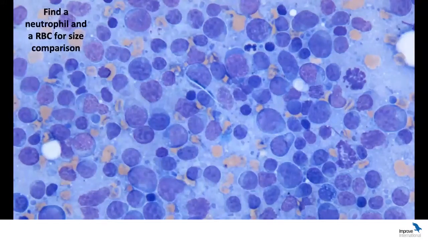Okay, so remember, we want to look at those fried eggs. We want to be able to see both the nucleus and the cytoplasm of these cells. And ideally in lymph nodes, the first thing I do is I'm going to hunt for my neutrophil, and I'm going to hunt for my red blood cells for size comparison. So there's my neutrophil, in case you hadn't seen it yet. I have a couple of mitotic figures over here. That's my neutrophil. Let's find a nice red blood cell. There's my red blood cell for size comparison.